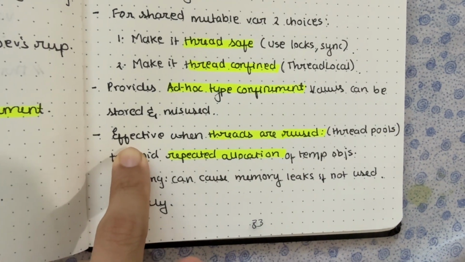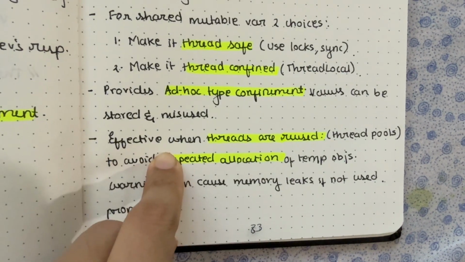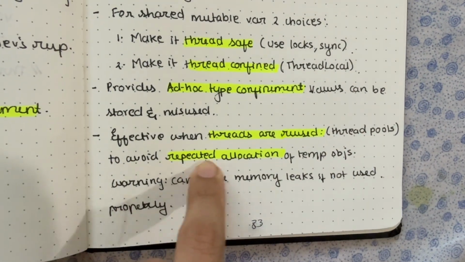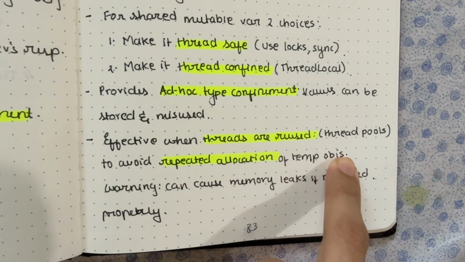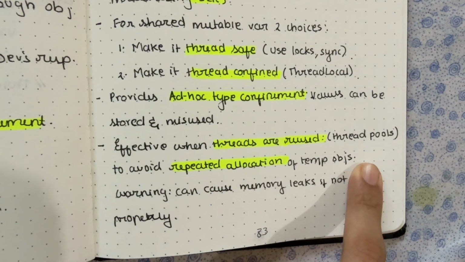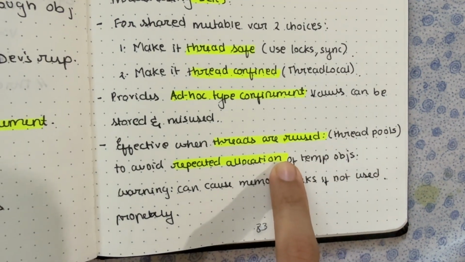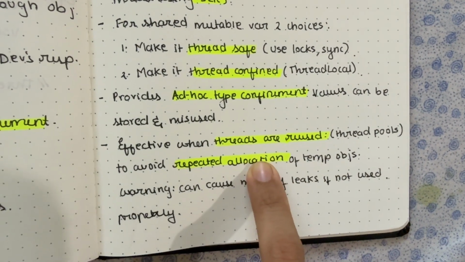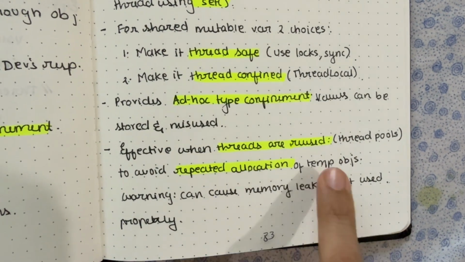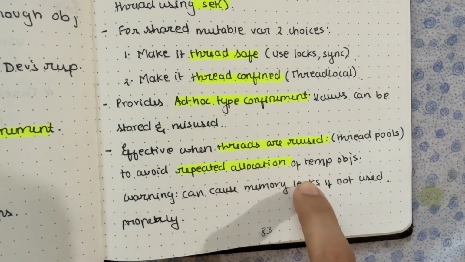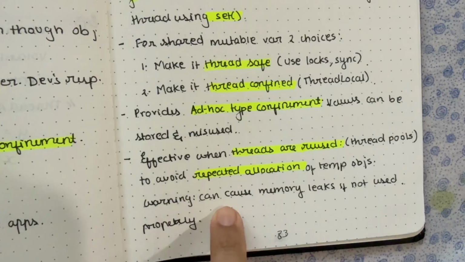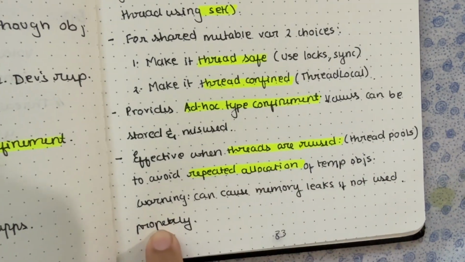Now let's go on to its uses. It is effective when threads are reused, like in thread pools, to avoid repeated allocation of temp objects. Now if I have a thread and I need to allocate an object to it again and again, what can I do? I can make use of the thread local variable, store the value in the thread, and whenever the thread is reused, just fetch the value from the thread instead of allocating it again and again. There is a warning though, that it can cause memory leaks if not used properly.